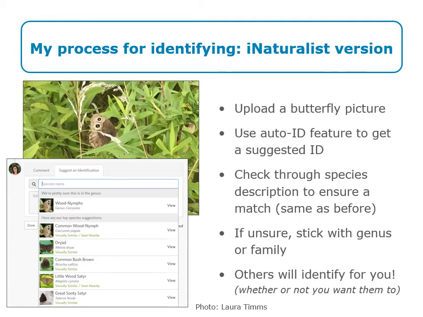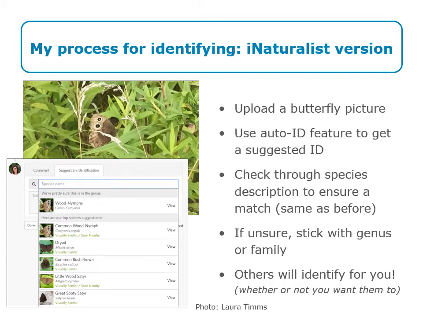So that was the doing it all by hand version of my process for identifying butterflies. There's another version of doing this, which is a lot faster and a lot easier, which is to upload your picture to iNaturalist and let iNaturalist tell you what it thinks it is. So iNaturalist has this really great computer-assisted identification feature.